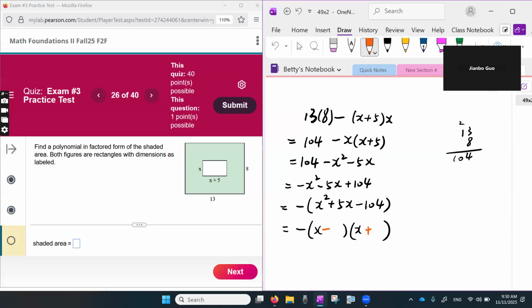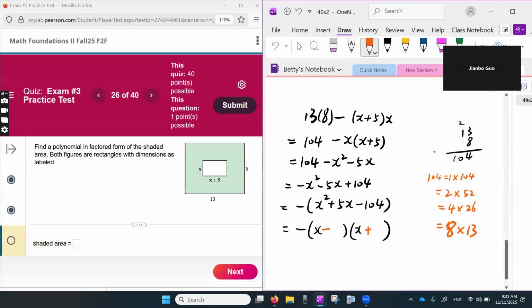Yeah, so let's see how do we find those two numbers. We can try to factor 104. 1 times 104. The difference of two numbers has to be 5, right? 2 times 52, 3 doesn't work. 4 times 26, 5 doesn't work. 6 doesn't work. 7, no. 8 times 13. There we go.